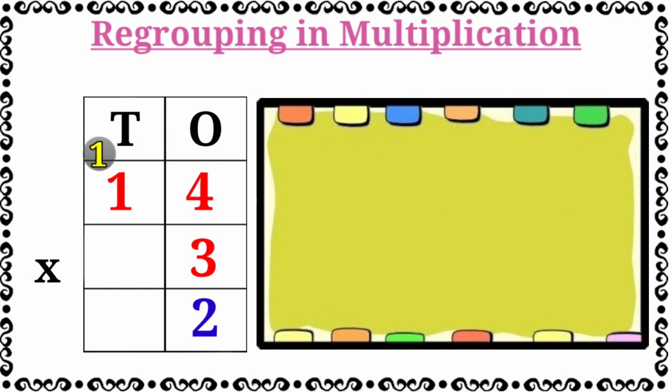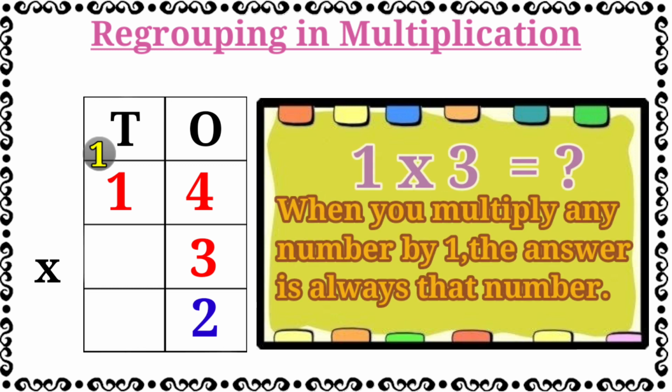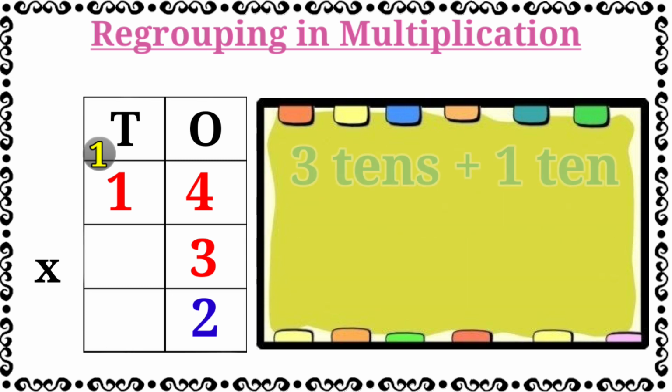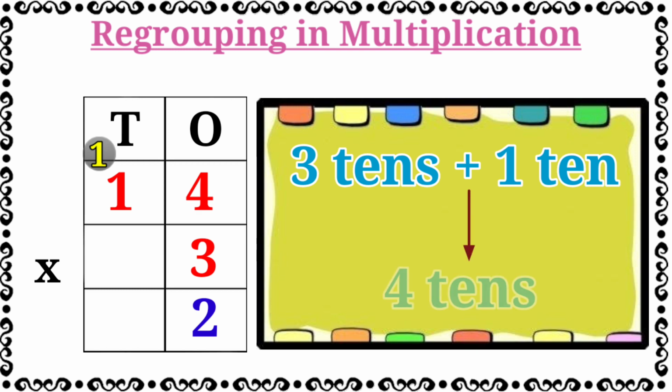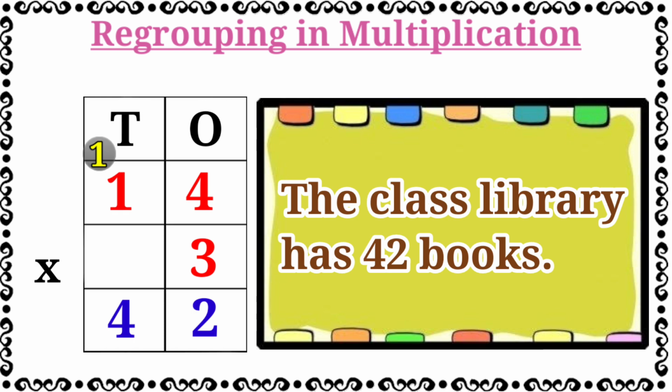We have to multiply 1 into 3. Remember, when you multiply any number by 1, the answer is always that number. So, we will get the answer 1 into 3 equals 3. Let's add the tens. 3 tens plus 1 ten is equal to 4 tens. Let's write the number 4 in the tens column. Therefore, the answer is the class library has 42 books.